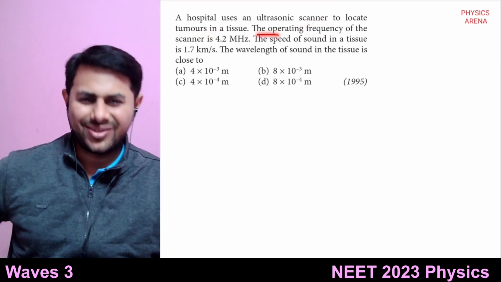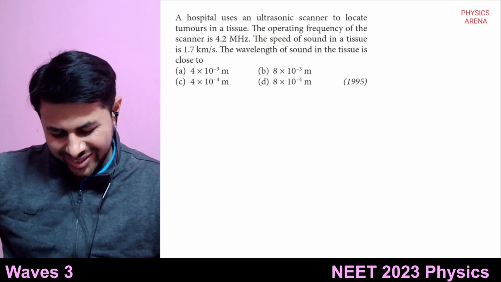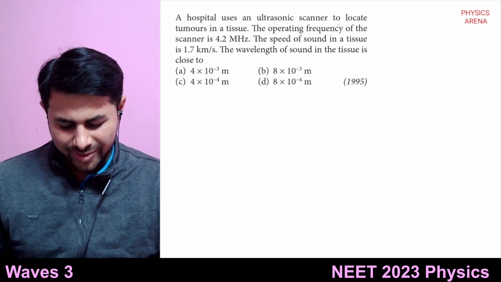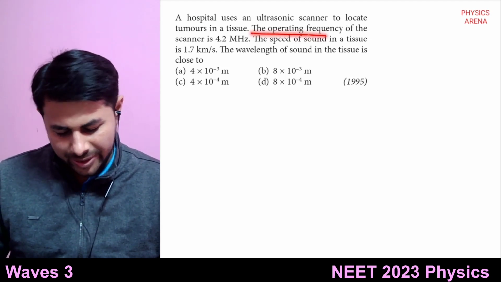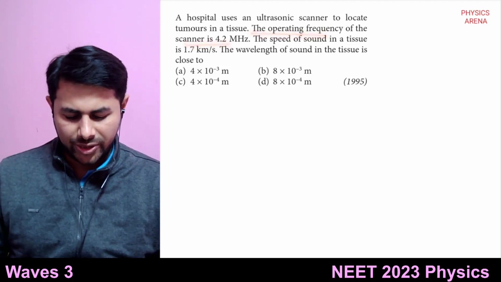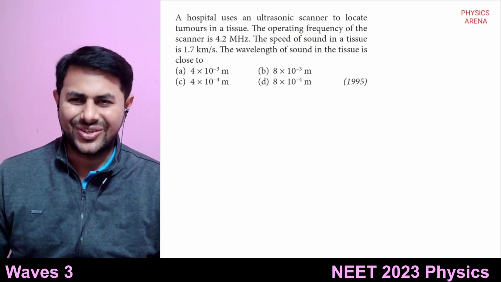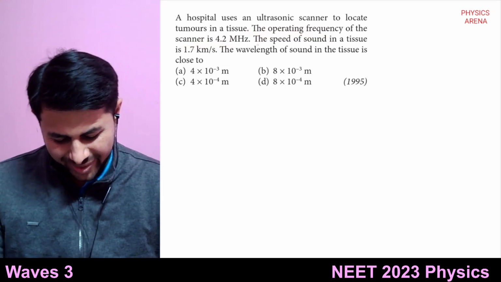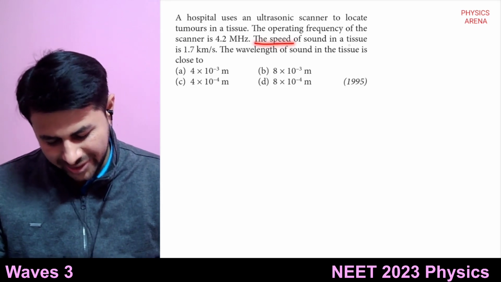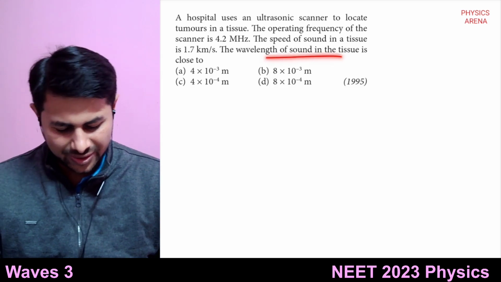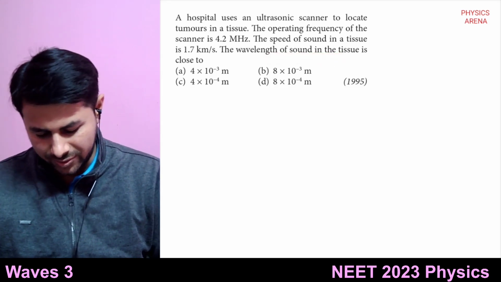Okay, you want to be doctors, right? A hospital uses an ultrasonic scanner to locate tumors in a tissue. The operating frequency of the scanner is 4.2 megahertz. The speed of sound in the tissue is 1.7 kilometers per second. The wavelength in the tissue is close to.